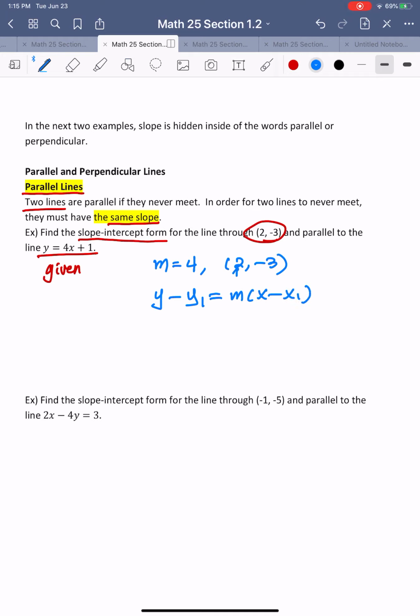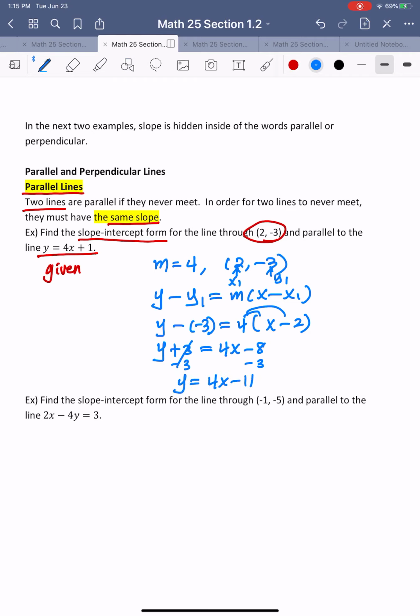So I can call this x sub 1, y sub 1. So y minus negative 3, the slope is 4, times x minus 2. And then solve for y. Y plus 3 equals, distribute the 4, 4x minus 8, and subtract 3 from both sides. And then you got 4x minus 11. So that's the equation for the problem.